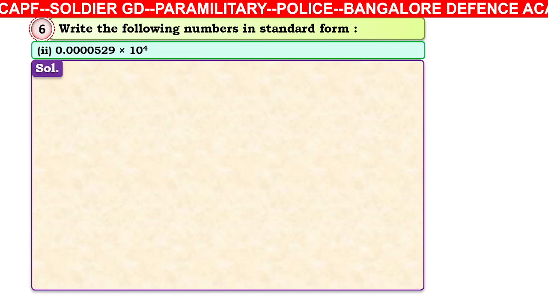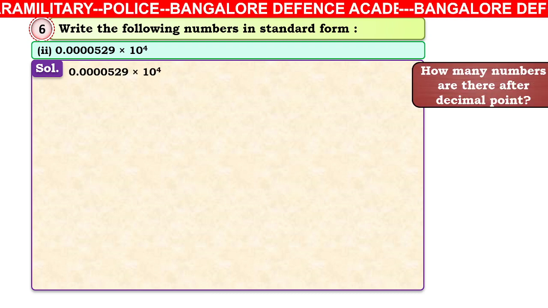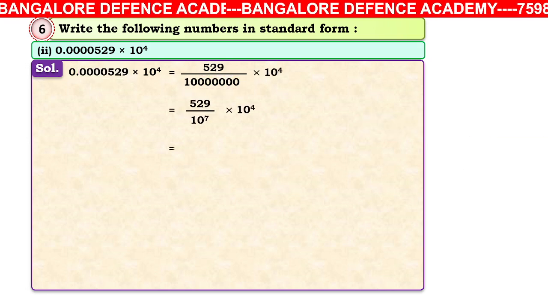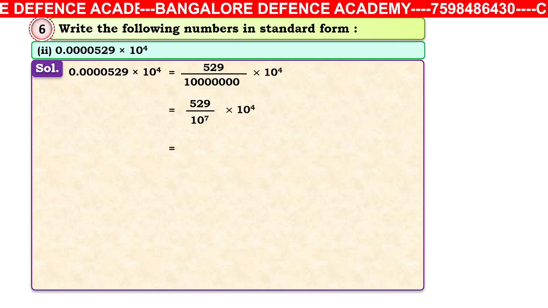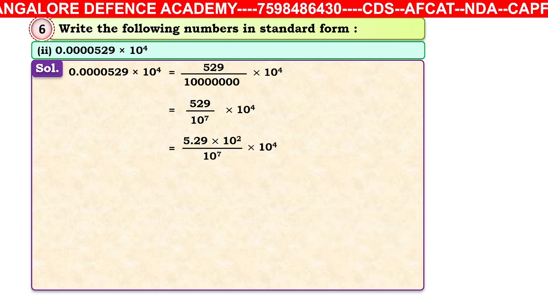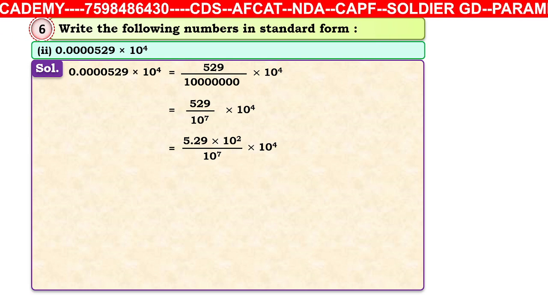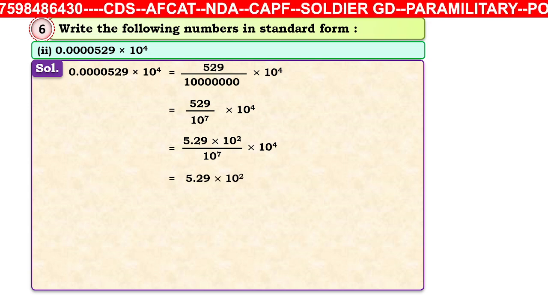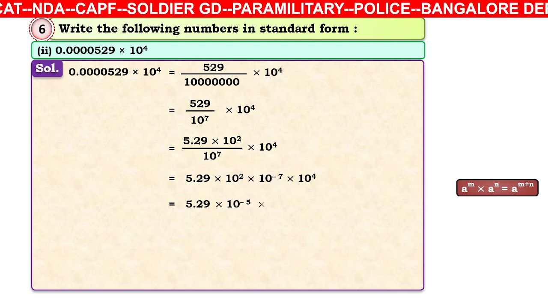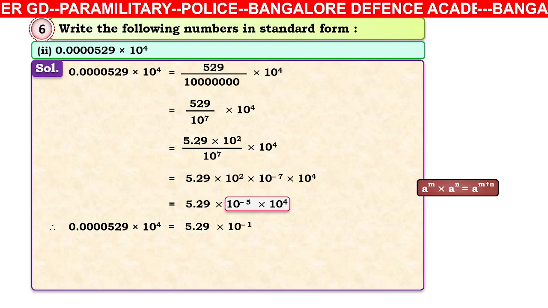Next, 0.000529 into 10 to the power of 4. So you have to count after the point how many digits you have. So this can be written as 529 divided by 10 to the power of 6 into 10 to the power of 4. Using the quotient rule, you have to subtract 7 minus 4. 7 minus 4 gives me 3. And 529 can be written as 5.29 into 10 to the power of 2. So the final answer is 5.29 into 10 to the power of 2 into 10 to the power of minus 3. That means you are going to add the powers. Okay, so the final answer is 5.29 into 10 to the power of minus 1.